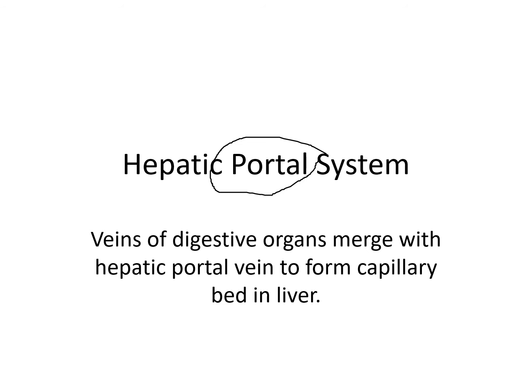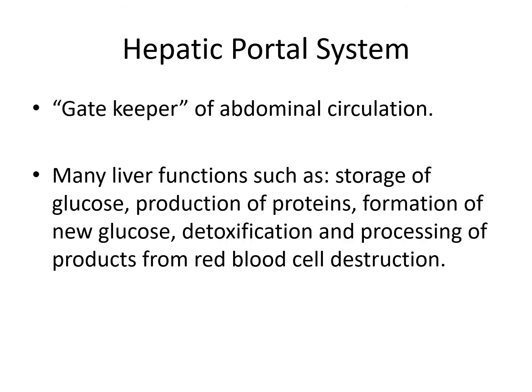So many of the veins of the digestive organs merge with the hepatic portal vein to form a capillary bed in the liver. Because of this, we call the hepatic portal system the gatekeeper of abdominal circulation, because just about many of the blood areas must go through the hepatic portal vein to get to the liver.